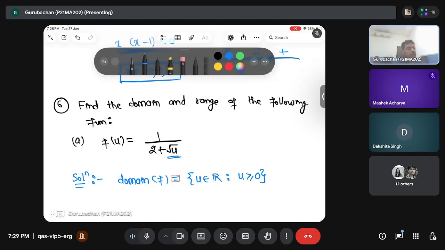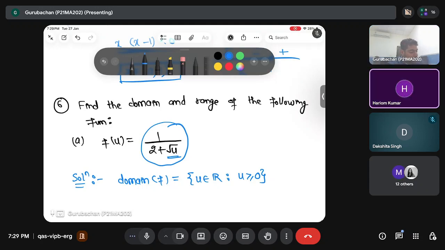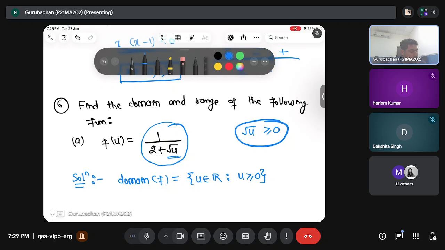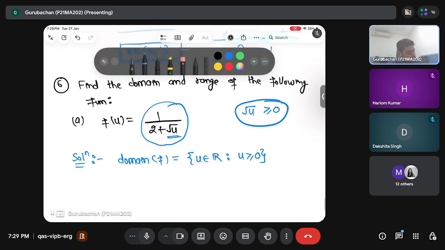No, I am saying, can the denominator for any value of u be 0? Nancy, I think you missed the question. I'm asking, does there exist any u for which this f is undefined? No, sir. There does not exist any u because root u is itself giving you a positive number, and whenever you add a positive number, it cannot be 0. Okay, so there does not exist any such number that you have to take care of.